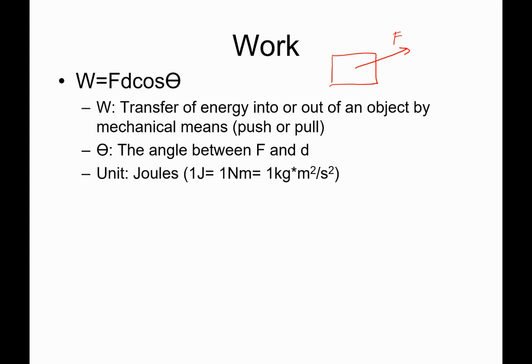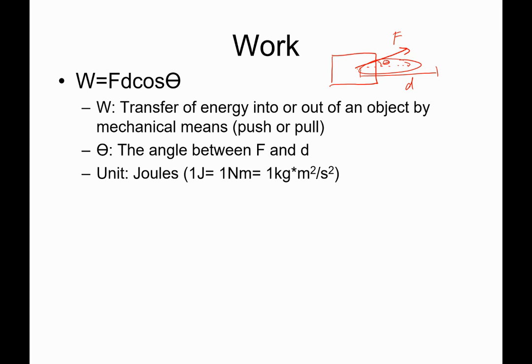The force that is doing the work is just this force right here, if I'm moving a certain distance. So I'm moving a certain distance, so I really only want to look at that force. And that's where we end up getting the FD cosine theta, because if that's our theta, we're really looking at the cosine theta there. So W is work, and that's the transfer of energy into or out of an object by mechanical means.